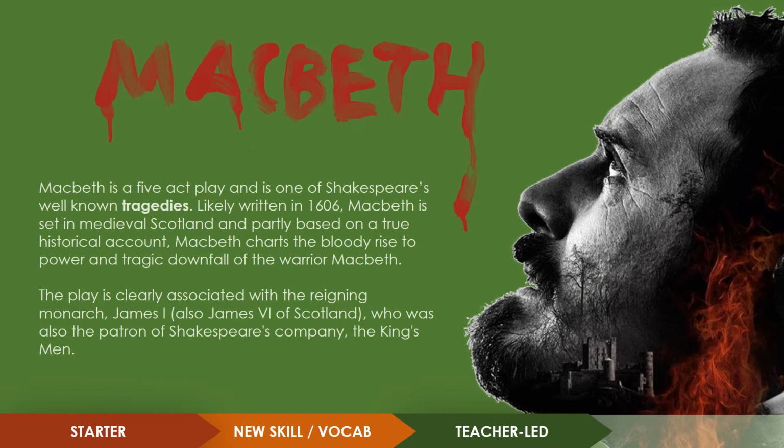The play is clearly associated with the reigning monarch at the time, James I, who is also known as James VI of Scotland. He was also the patron of Shakespeare's company, the King's Men. So this play was clearly designed to please James I because it explores a piece of Scottish history.